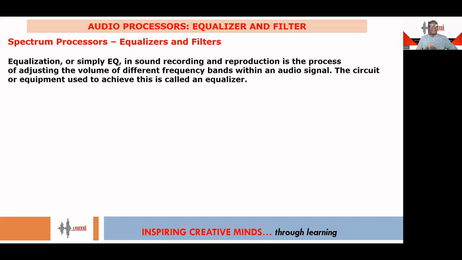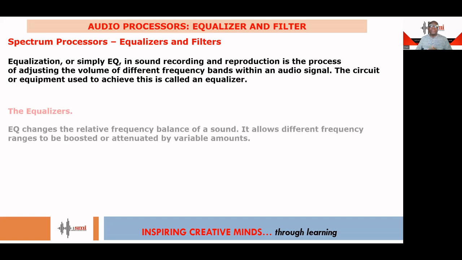Now, equalizer, or simply EQ, as we normally say in sound recording and reproduction, is the process of adjusting the volume of different frequency bands. Remember, the volume or the level of different frequency bands within an audio signal. That shows that we have different frequency bands within an audio signal. So the circuit or equipment used to achieve this is called an equalizer. That is what we are going to treat today.